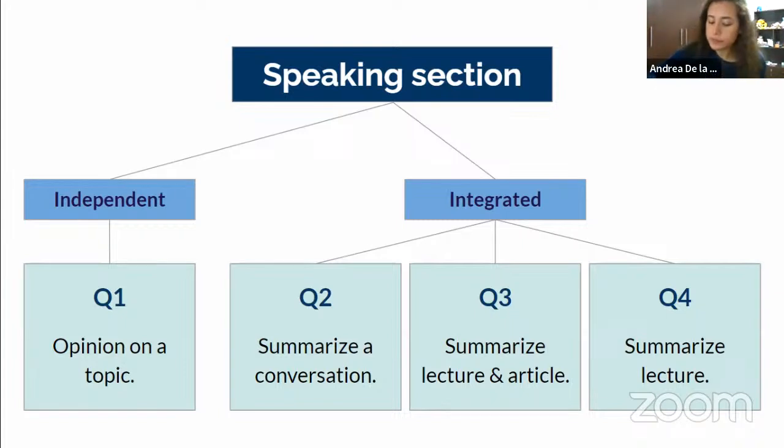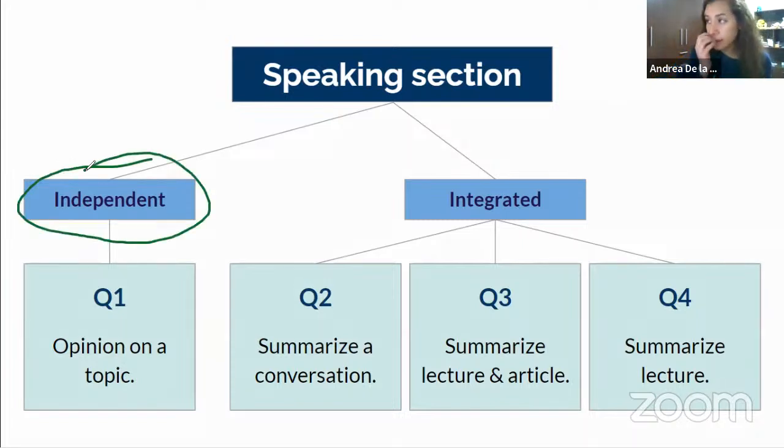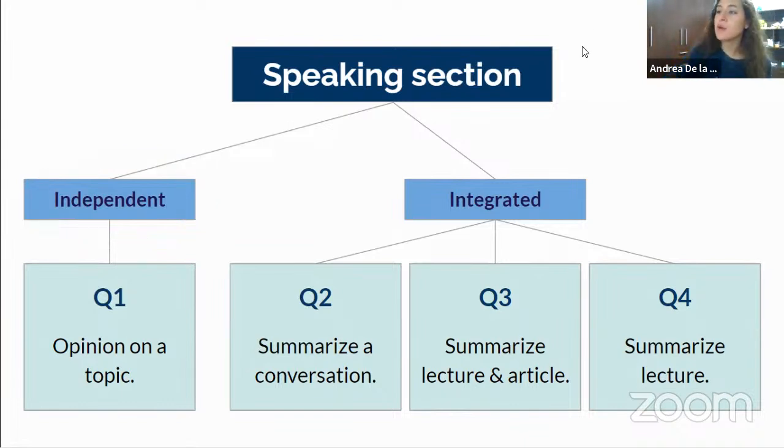Okay. Then let's see. Today and this week, we're going to be working only on question 1, all right? That is the independent question of the speaking section. But before we start working on the independent question, I want to talk about the way that they score this section. That is really important for you guys to know.